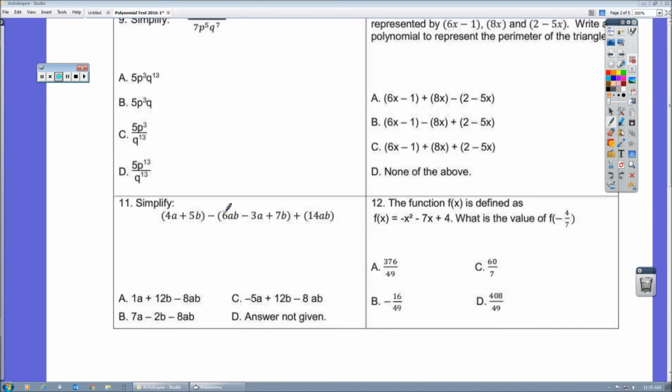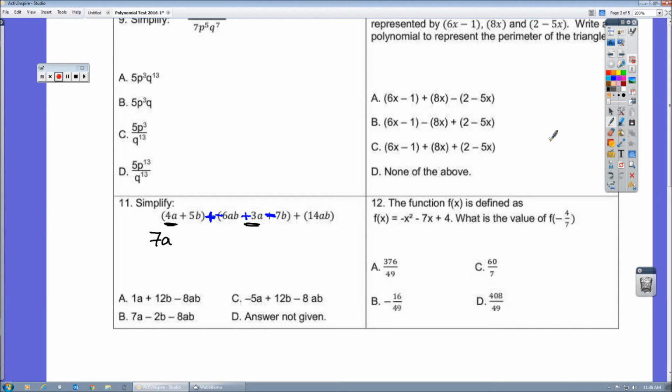11, simplify. Ooh, we got to have a little subtraction here, so we need to turn that to positive, and then we're going to negate. We're going to change everything. So this becomes negative, the 3a becomes positive, the 7b is going to turn negative. Now we're good to go. Now we can combine like terms. Start with the letter A. I'm going to circle all the a's that I see. Only the a's. 4a plus 3a.